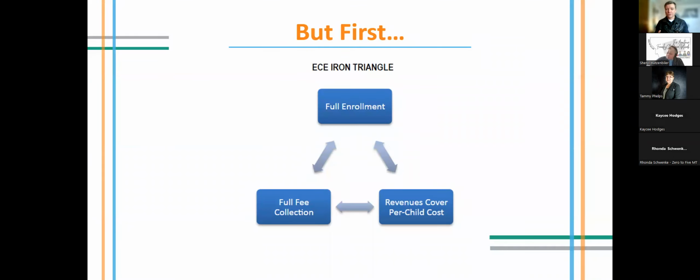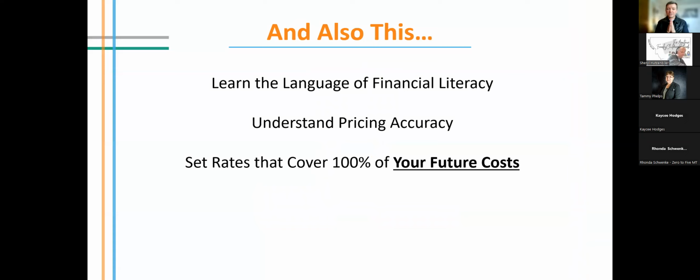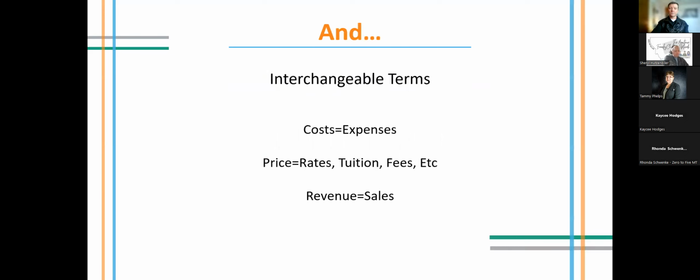But first, a reminder of the early childhood iron triangle. The goal here is for your business to achieve full enrollment, to collect full fees, and then to calculate full fees based on what it costs you to run your business. Our goal, again, is to teach you the language of financial literacy today, to understand how to price your services accurately, and to ensure that your rates are set in such a way that you are covering 100% of not only your costs, looking backwards, but future costs that you may need to incur to ensure that your business is viable moving forward.